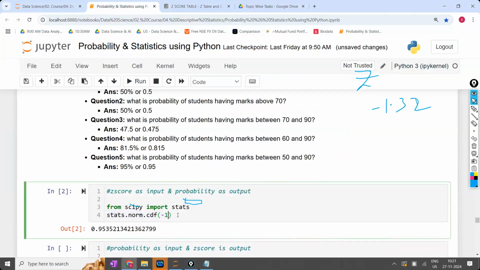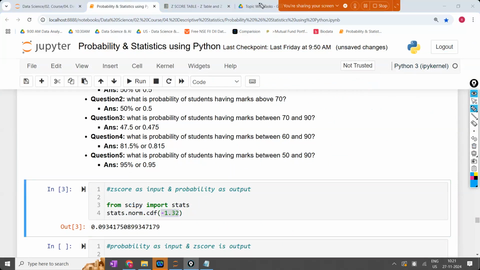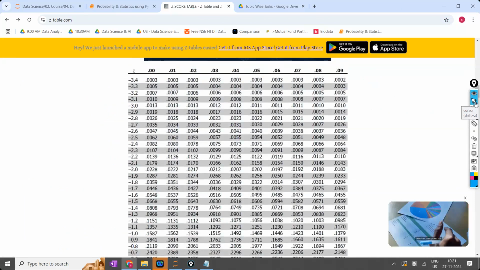Minus 1.32. Is the point clear? So you can get the probability value by giving the input as a Z-score. You have to provide the input as Z-score, and the output you will get is the probability. Now, guys, using this table, I will tell you the probability. Can you tell me the Z-score value if I give the probability for you?